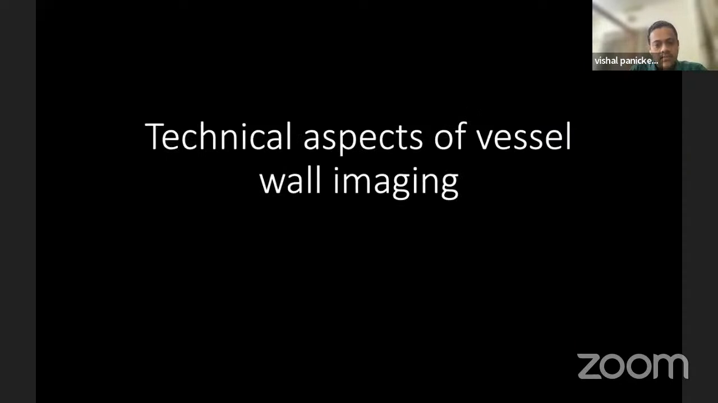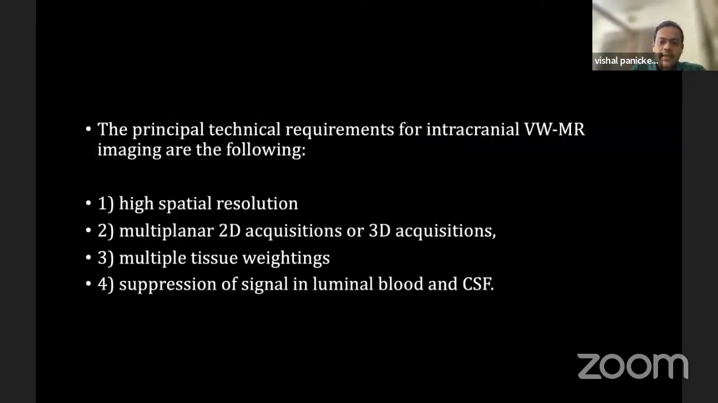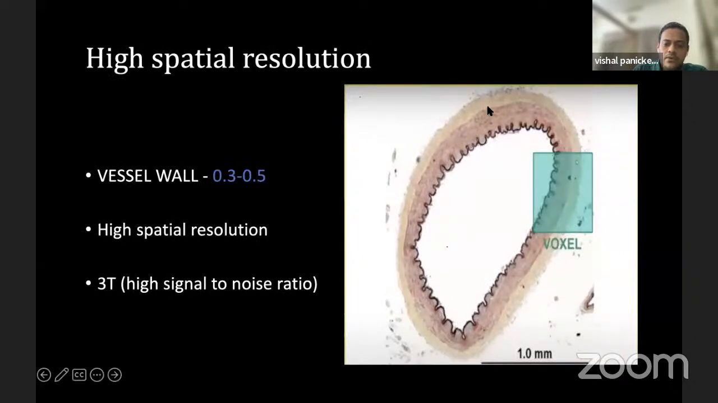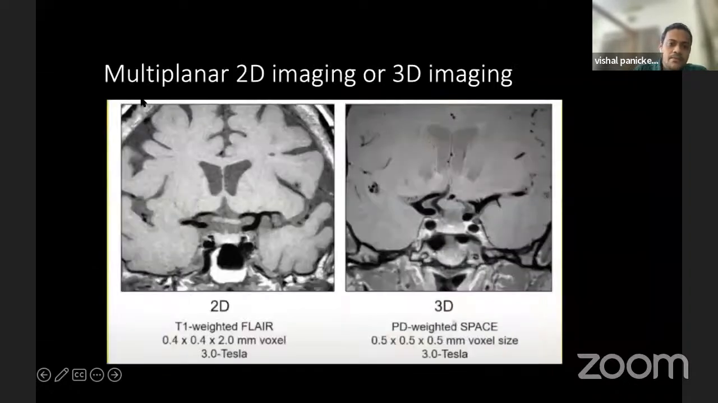Coming to the technical aspects, the principal technical requirements for intracranial vessel wall MR imaging are the following. We need a high spatial resolution image, multiplanar 2D acquisition or 3D acquisition, multiple tissue weighting, and suppression of the signal in luminal blood and CSF. We all know the intracranial vessel is small, only 3 mm to 5 mm in size, and the vessel wall is about 1/10 of that, 0.3 to 0.5 millimeter. So we need a high spatial resolution, with 3 Tesla being ideal because it has a high signal to noise ratio, and multiplanar 2D imaging or 3D imaging with reconstruction.